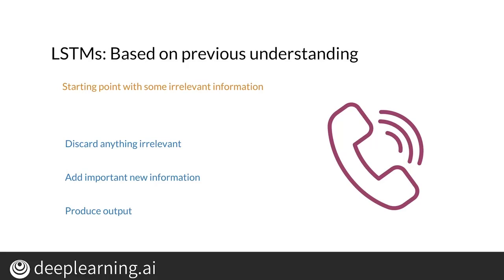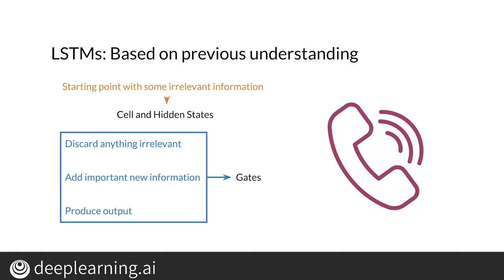With the input from your friend and whatever relevant information you had in mind, you'll start the conversation with him. You'll then continue to evolve the conversation in this way until you hang up. At the end of the call, you'll have a memory with the most relevant information from your conversation. That's how an LSTM works. It updates the cell and hidden states constantly, using multiple gates, so that relevant information is passed along the network and used to produce outputs.